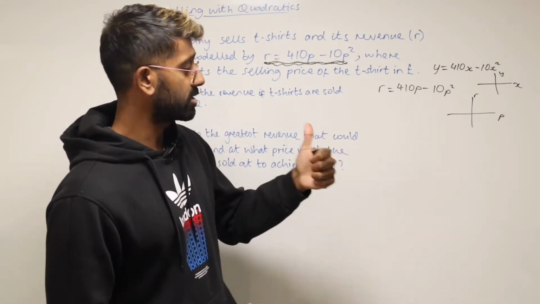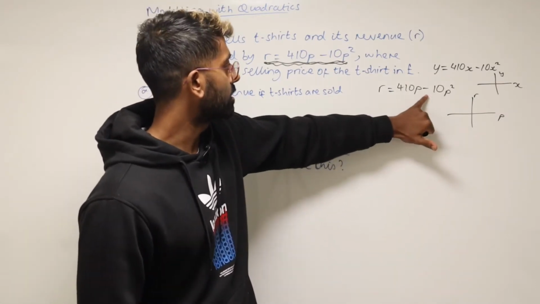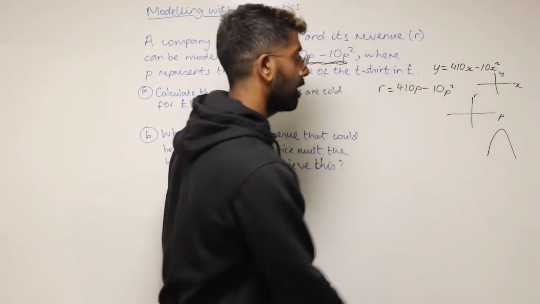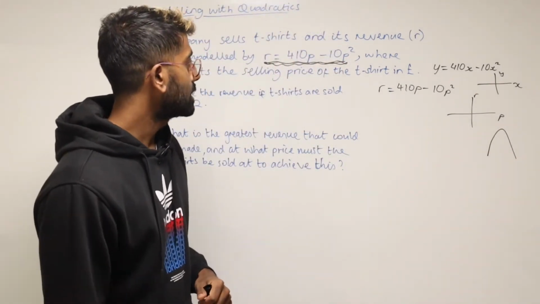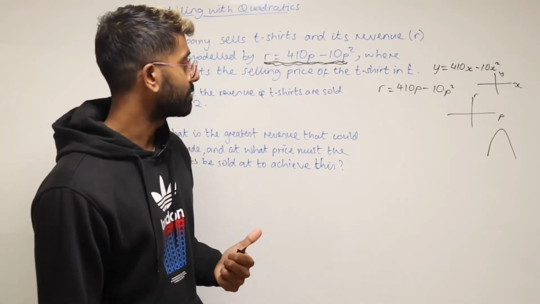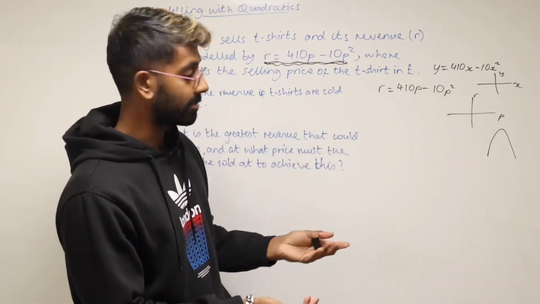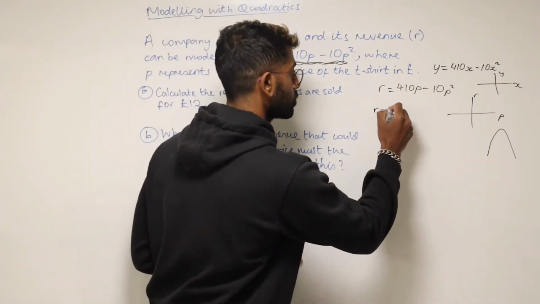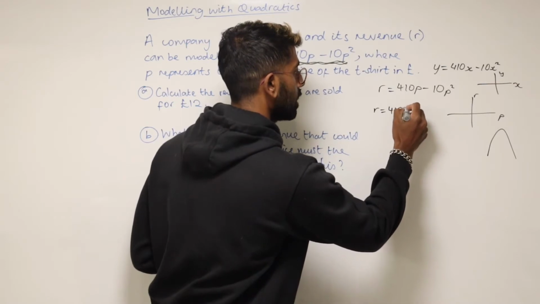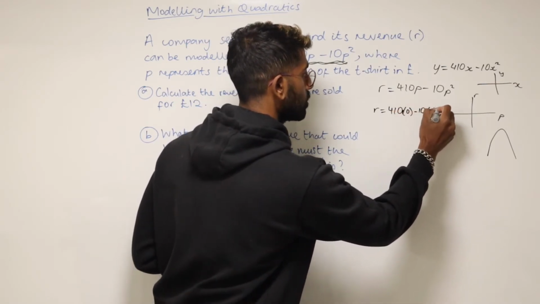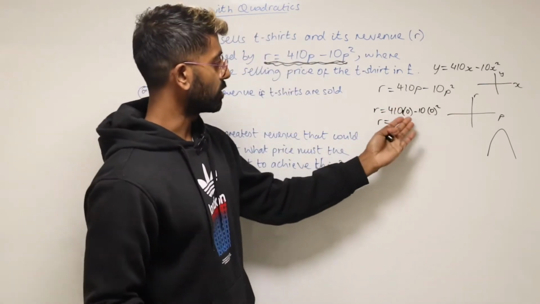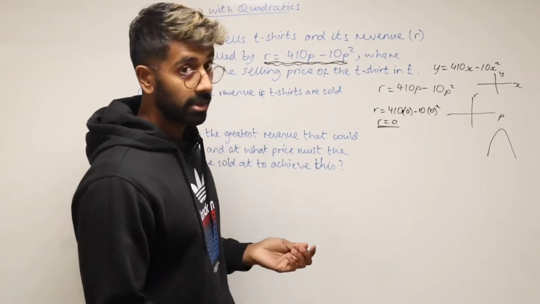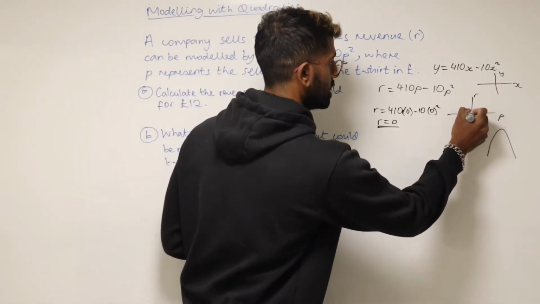The first piece of info we need is the general shape of this graph. It's a negative p squared, which means it's going to be some sort of upside down parabola. Next, we need the y-intercept, but it's going to be the r-intercept. To find that, we set p as 0. So r equals 410 lots of 0 minus 10 lots of 0 squared. Because we've got 0 times this and 0 times this, overall r is just going to come out as 0. So the intercept is bang at the origin.